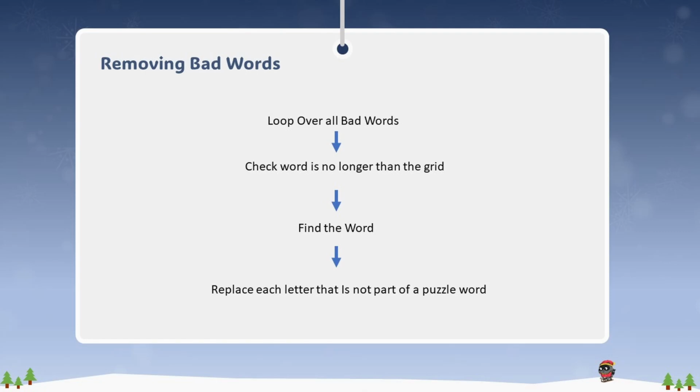So, the process of removing the bad words is to loop over each of the bad words in our list, check that the number of letters in that word is not wider than the entire grid. If it's not, then we search through the grid using the solving algorithm we've just talked through. And if we find a match, we then need to replace each letter with another random letter, ensuring that we're not overwriting any of the letters that are actual parts of words in the grid. As mentioned before, all of the code for this can be found on GitHub.